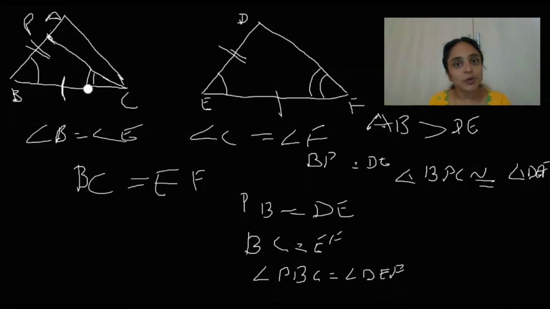So what did we prove now? AB cannot be greater than DE. That is, AB and DE can only be equal.